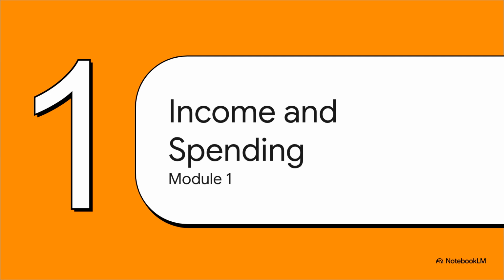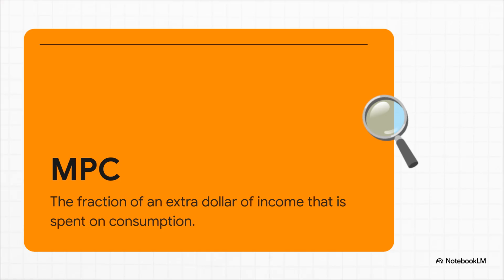We are kicking things off with the absolute foundational building blocks of aggregate demand. Right out of the gate, there's a simple but incredibly powerful feedback loop at play in the economy. The amount of money we spend determines how much is produced, right? But the amount produced determines our income, which in turn determines how much we can spend.